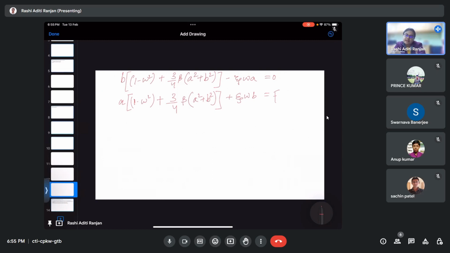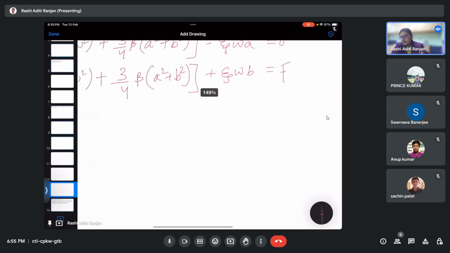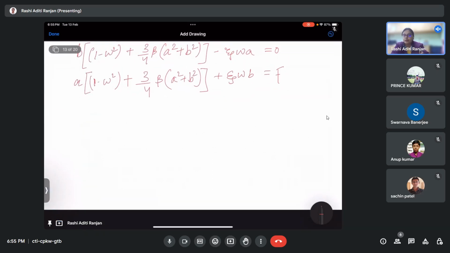See, in the previous case, when these two terms were not there, I got that b was equal to 0 and then I could find a relation of a with omega and f. So finding a solution was easier for me. But now I am not getting any such kind of equation. So what am I going to do? I'll try some mathematical manipulation.